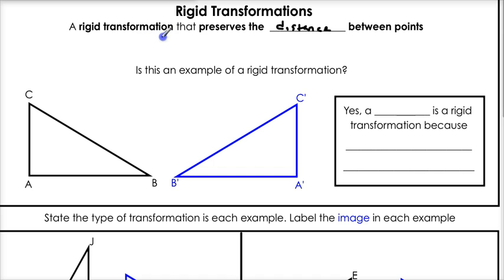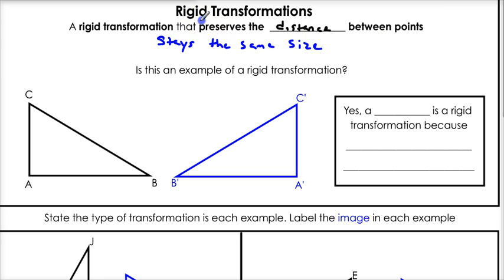is one that stays the same size. All right? So if after the transformation, it's the same size as the one before, then it is a rigid transformation. If it gets bigger or smaller, then it is not a rigid transformation. But the fancy way to say that is it preserves the distance between points.